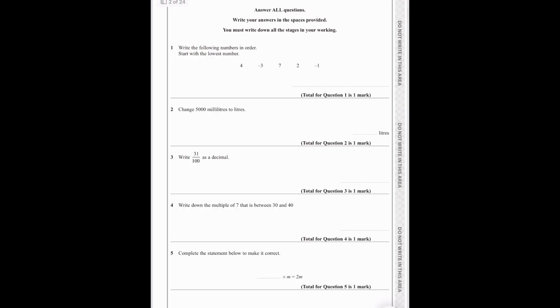Put the following numbers in order, starting with the lowest. So the smallest number here is -3. So it's -3, -1, 2, 4, 7. Change 500 millilitres to litres. So there are 1,000 millilitres in a litre. So if we divide by 1,000, it gives us 0.5 litres.